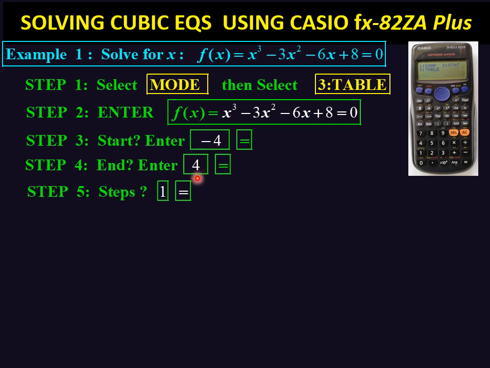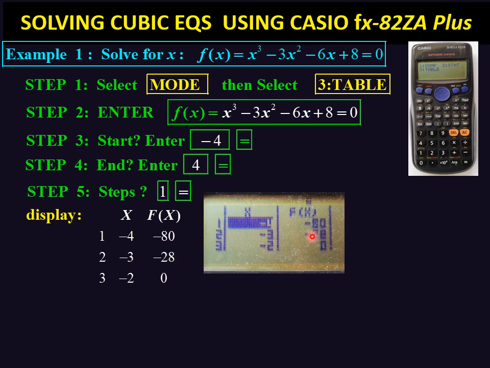Enter. Now they ask you for the steps. Because you have a 1x cube, let's make the step 1. So you enter a 1. Then you press equal, and now you'll see a display appear, which looks like this in reality. Can you see there? -4, -80. Now you need to look at the output. Your output must be 0. So you'll have to scroll down, and you use that blue key there to scroll down. So you scroll and look where you see a 0. Can you see there? I've got a 0 next to -2.